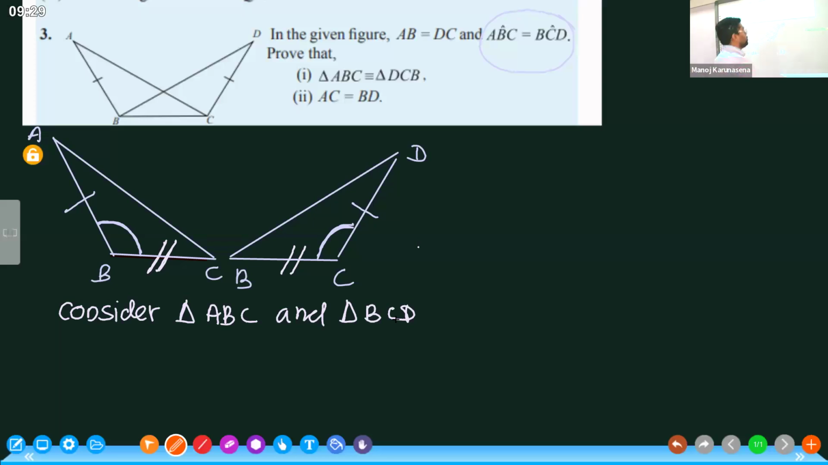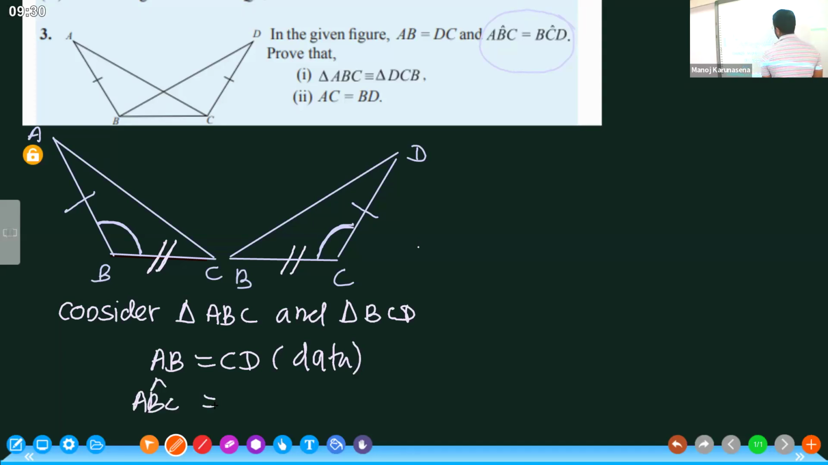Right. So what are the two sides? AB side equals CD side. What is the reason? Data. ABC angle equals BCD angle. What is the reason? Data. BC equals BC. What is the reason? Common side.